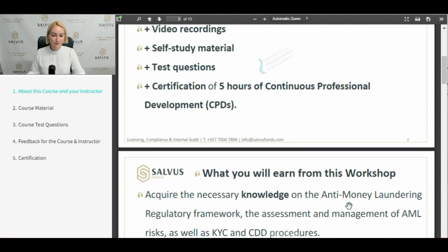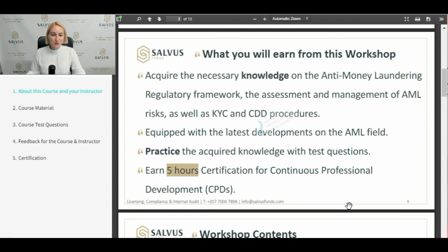Within this workshop, you will understand and acquire necessary knowledge on the anti-money laundering framework, assessment and management of AML risks, as well as KYC and customer due diligence procedures. You will be equipped with the latest developments of AML, and beyond that, you will understand how to prepare your onboarding procedure, understanding product governance and appropriateness. We will practice the acquired knowledge with test questions, and of course, receive a certification.